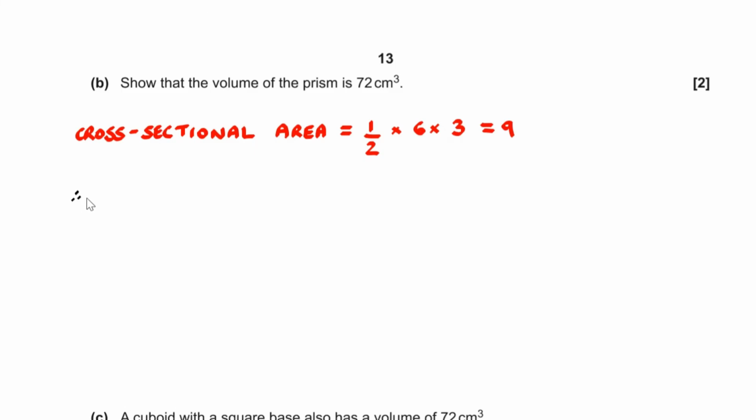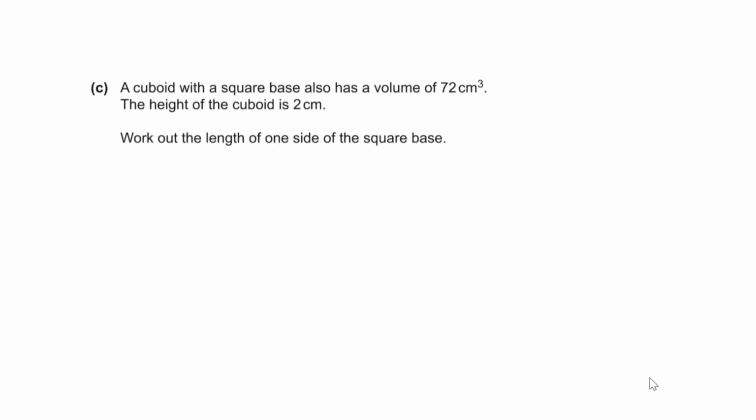So therefore, for the volume, we would have the cross-sectional area, which is 9, multiplied by the length, which is 8, and it turns out we would get 72 centimeters cubed.